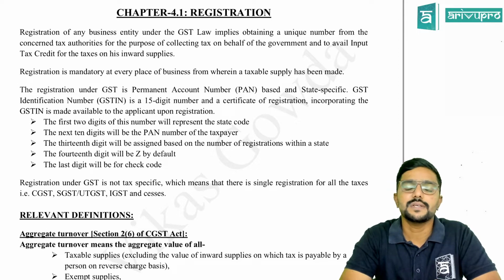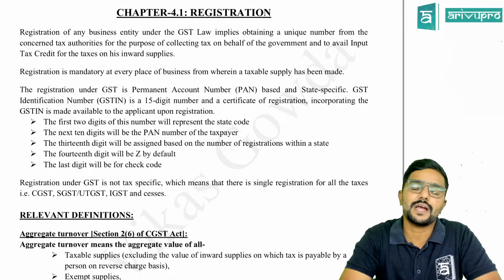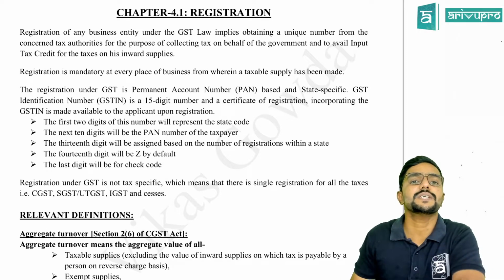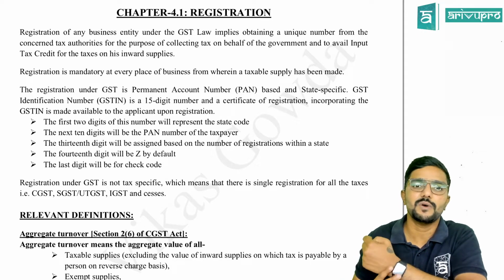For example, sir, I am having operations in 10 different states in India. How many registrations do I have to get? If I am a person who is supposed to get registration, then minimum 10 registrations I have to get. That is, for each state, one registration.